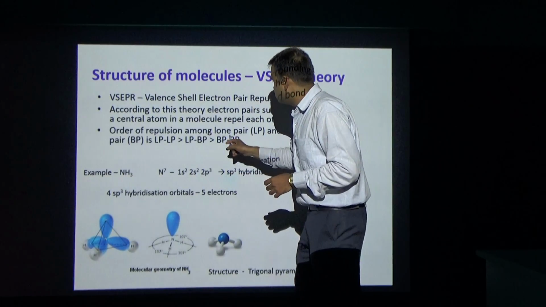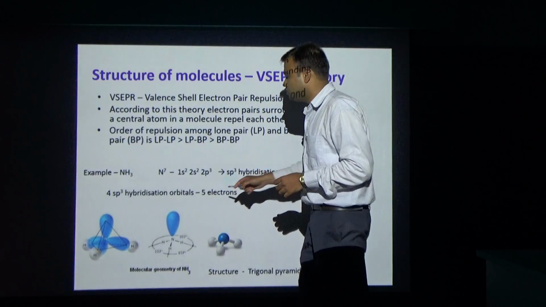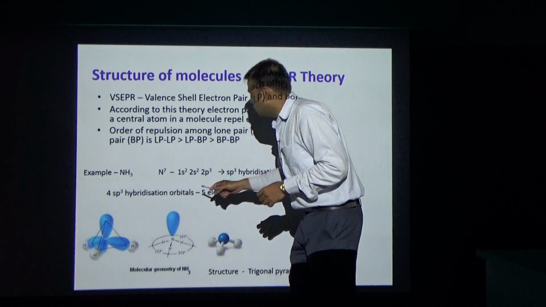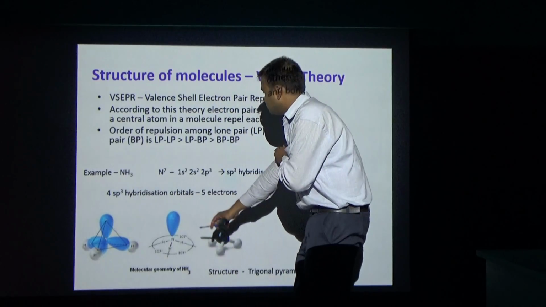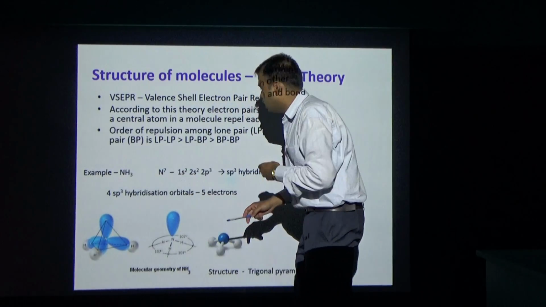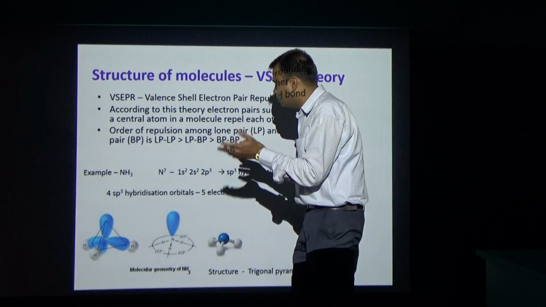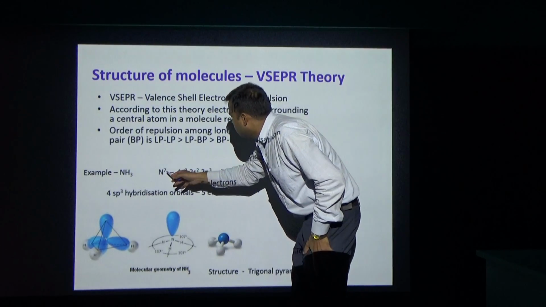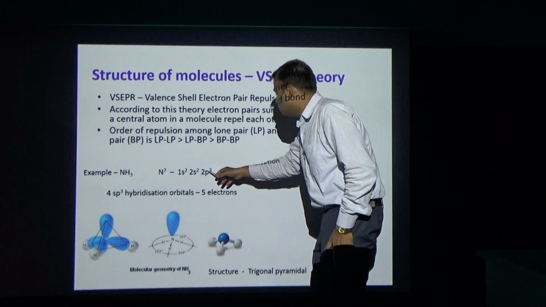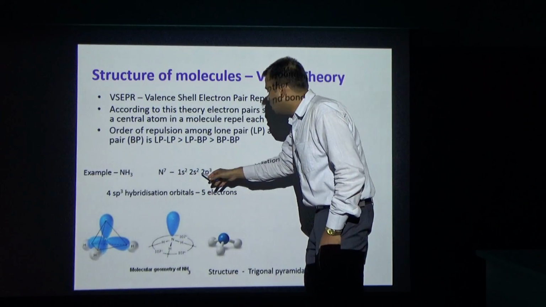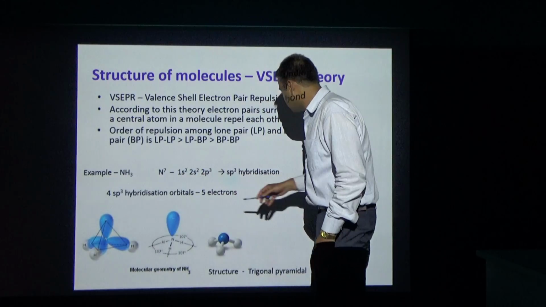Then let's see how this theory explains the molecular structure as we go ahead. Let's take the case of ammonia. Here the center atom is nitrogen, surrounded by 3 hydrogen atoms. That means the nitrogen atom will have 7 electrons and they will be arranged like this. That means p will have 3 electrons and s will have 2 electrons in the valence shell.